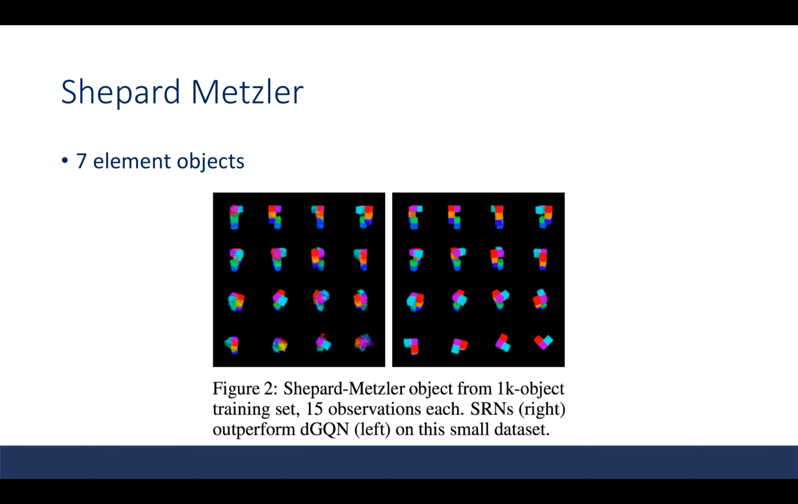The first experiment is done over the Shepard-Metzler datasets that consist of objects, each of which has 7 cubic elements placed in different configurations. Qualitative comparison here between SRN and the baseline DGQN in novel view synthesis of objects shows that the SRN performs much better in terms of having more coherent and less blurry renderings of multiple viewpoints.